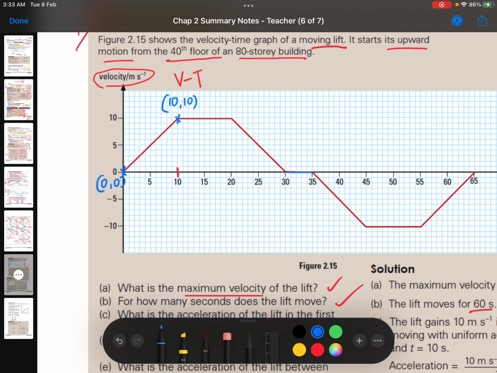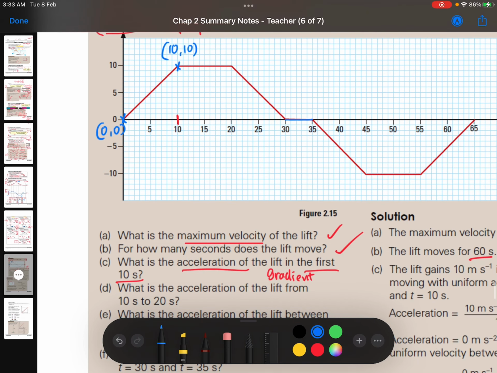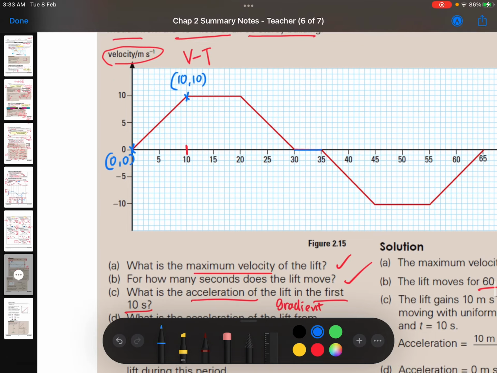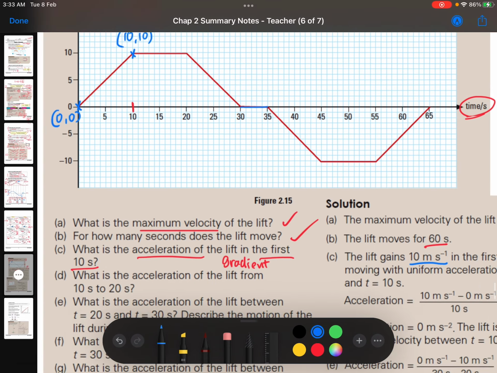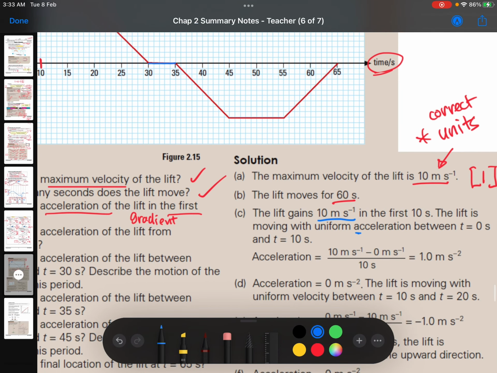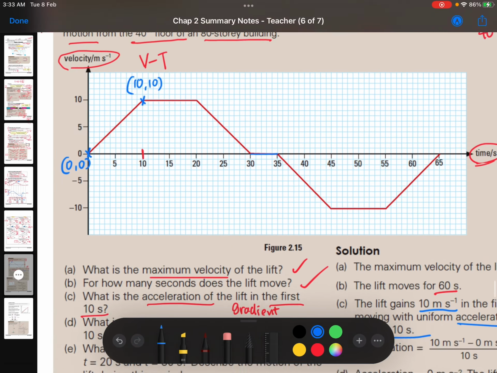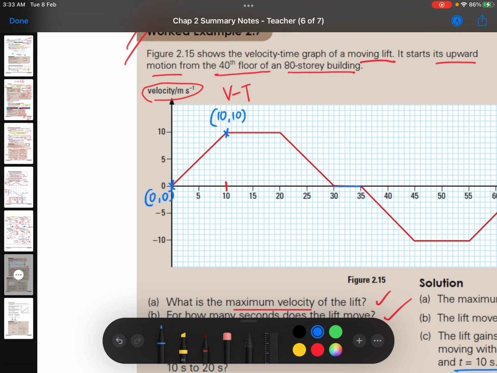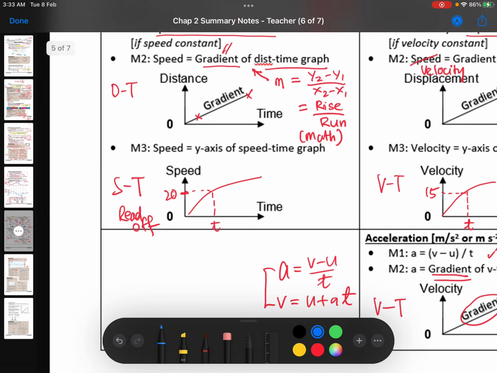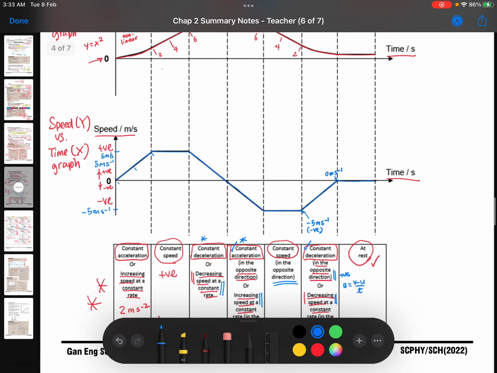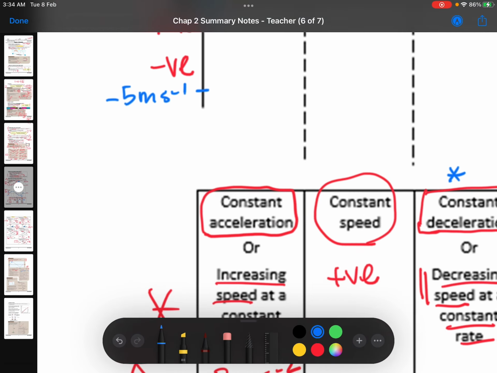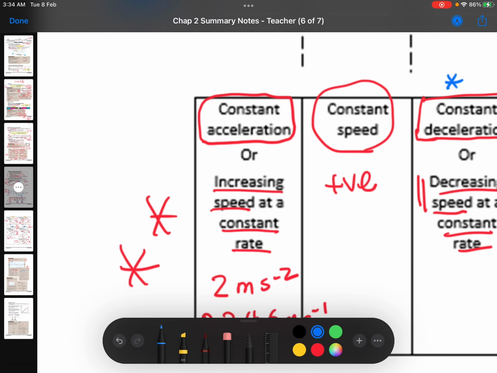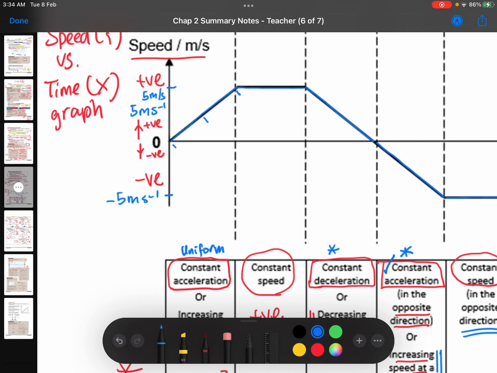You may be asking, hey, Mr. C, how come this one looks like math? It is. So you see, the lift gains 10 meter per second in the first 10 seconds, and the lift is moving with uniform acceleration between 0 and 10 seconds. In case you don't remember, on a speed time graph, this is the graph that looks like this, and this is known as constant or uniform acceleration. So we come back to the example again, right?